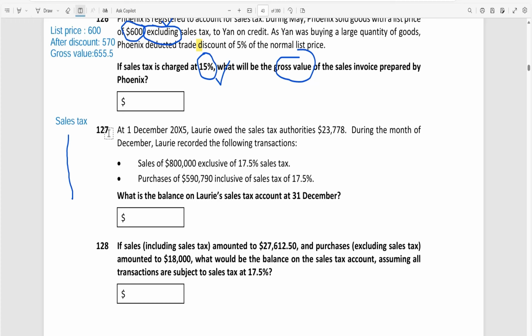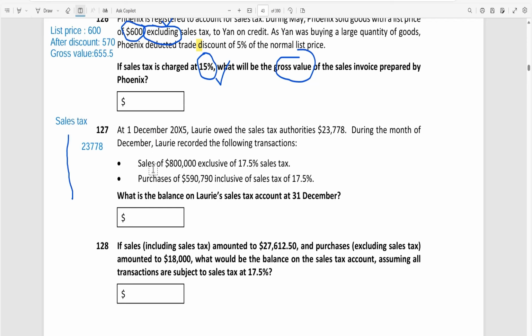Okay, so as on 1st December 20x5, what was the balance? Basically Lorry owed, meaning payable. So Lorry needs to pay the tax authorities the amount of 23,078. Okay, and during the month she incurred the following transactions.